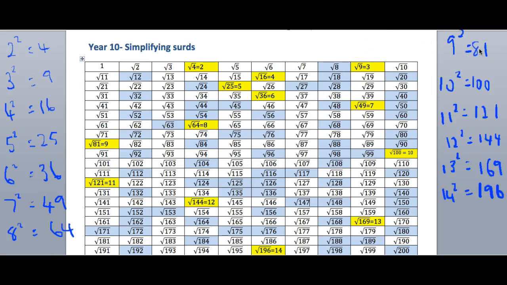81 we've done. 81 times 2 is 162. Has that been done yet? It's like playing bingo. Yep, it's been done, and then we don't do it again. 100's been done, and then we've got 200.